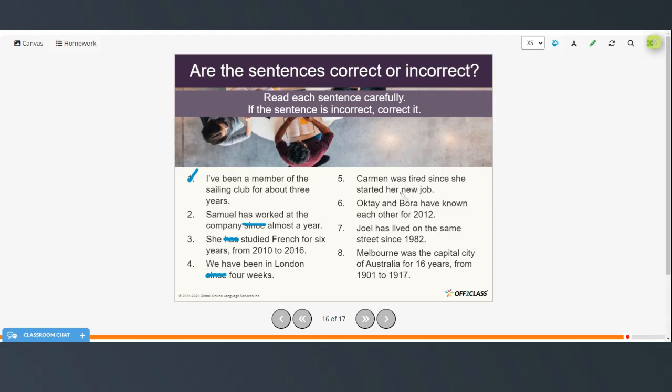Carmen was tired since she started her new job. This one would need to be present perfect. So has been tired since she started her new job. Octay and Bora have known each other for 2012. This one should be since 2012. Joel has lived on the same street since 1982. That one is correct. Melbourne was the capital city of Australia for 16 years, from 1901 to 1917. And that is correct.